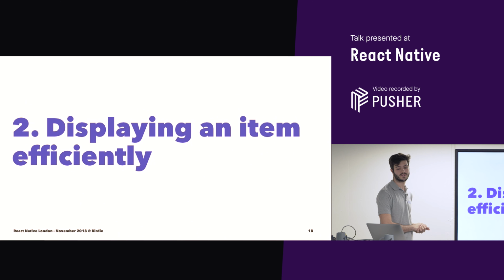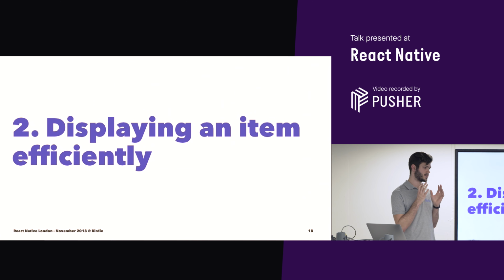OK, second use case would be displaying an item efficiently. So let's take exactly the same example. I have my super client list, and when I click on one client, I want to get to the client page. I have a couple of things to do for this. I need to load the client from the state, or I need to fetch the profile from the API if it's not loaded yet. For example, if I'm coming from a deep link.